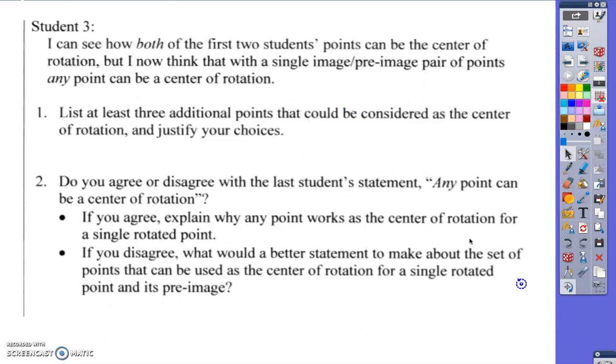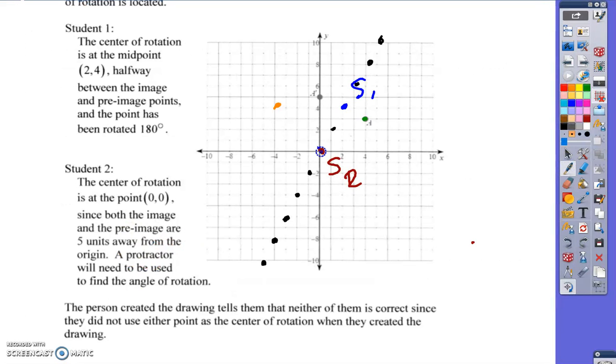So what do these points that I found actually have in common? Because student 3's anyone will work is not. I disagree. So if you agree, explain. And I'm going to disagree. What statement works better? So I want you to look at these dots that I have that work, that are the black dots, and tell me what you notice. Think about it for just a minute. What I notice is that they form a line, which is how I found them. And I want you to think about that line for a minute.